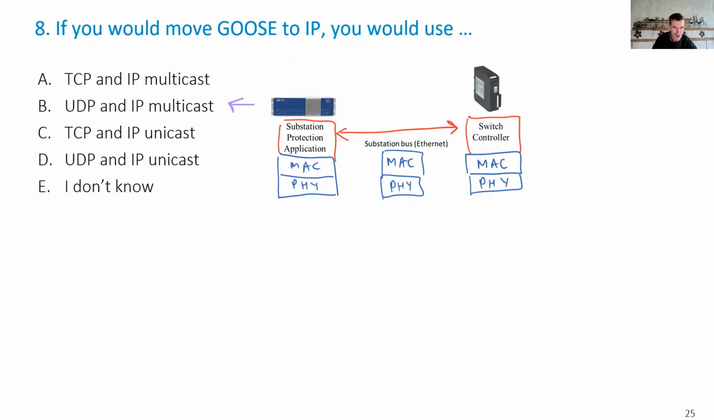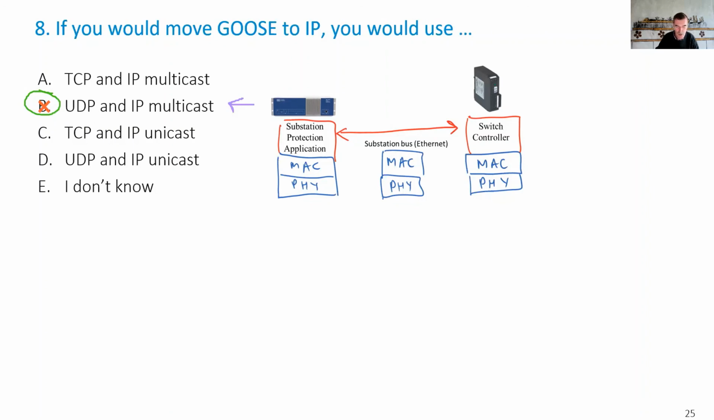Two Bs so far, 3 Bs, 4 Bs, which is perfectly correct. That would be probably the only thing to do. This is using multicast, so we must use multicast. If we use multicast, we must use UDP. So UDP and IP multicast is a good combination.